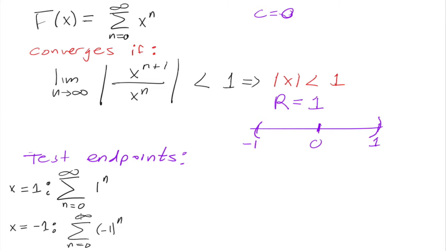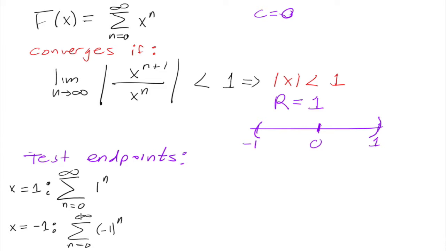Both of these, they just go back and forth. Well, this is just 1 raised to a power. So this is just 1 plus 1 plus 1 plus 1 plus 1. So this one definitely diverges. This one is 1 minus 1, 1 minus 1, 1 minus 1, 1 minus 1. So that one also is going to diverge, right? Because it doesn't go to 0.